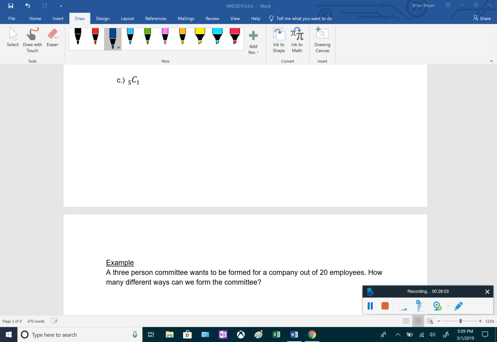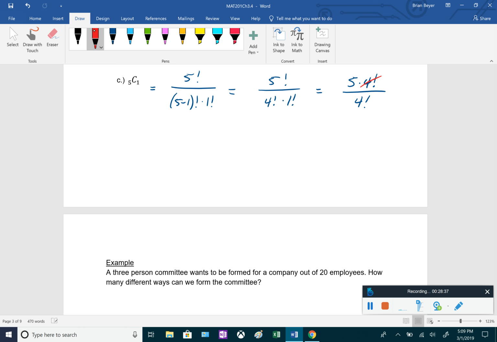Next one with 5 choose 1. So doing 5 choose 1, plugging these values in the formula. This is saying how many different ways can we pick one object out of 5 objects. So once again, try to maybe think about this before we evaluate it. So this is going to be 5 factorial over 4 factorial times 1 factorial. 1 factorial is equal to 1. 5 factorial we can rewrite as 5 times 4 factorial, and the only reason I did that was to cancel the 4 factorial. So this is just going to be equal to 5, which once again hopefully makes sense.